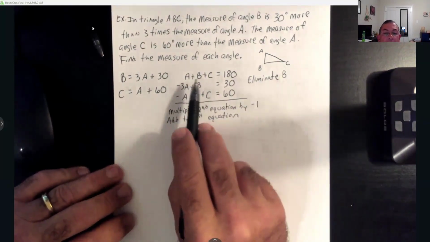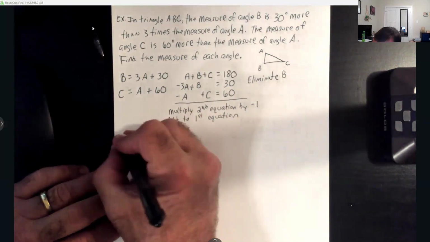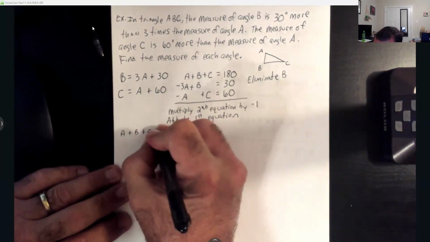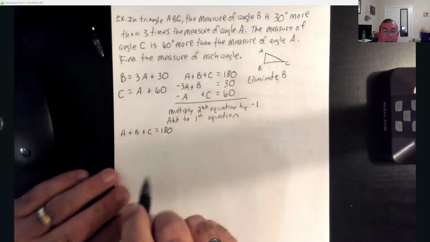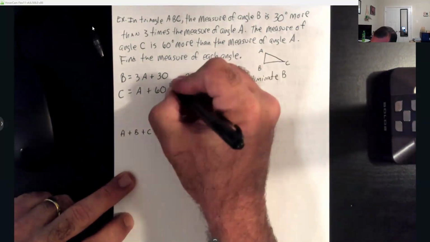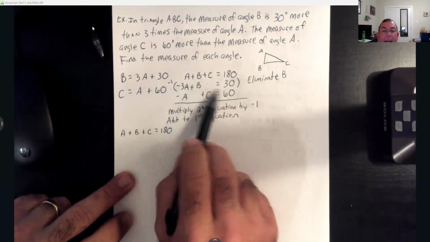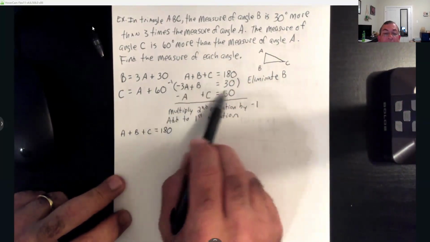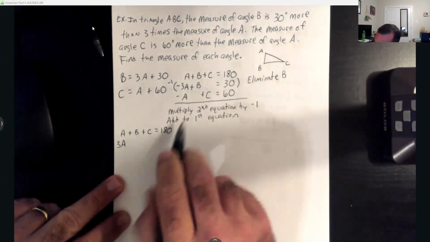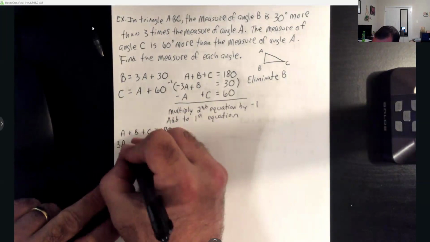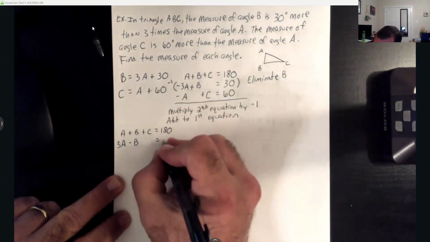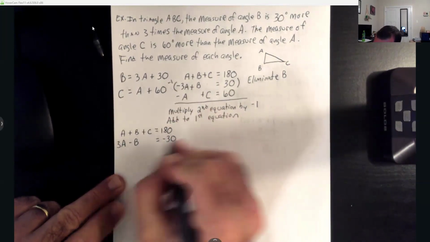Okay, so notice, I'm not changing the first equation. I'm going to bring that down. A plus B plus C equals 180. Now, if we come in and take this second row and multiply everybody by -1, that's just going to change all my signs. That's going to make this a positive 3A. That's going to make that a negative B. And then that -1 times 30 will make that a negative 30.